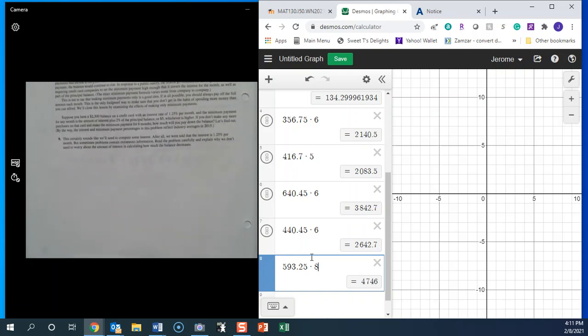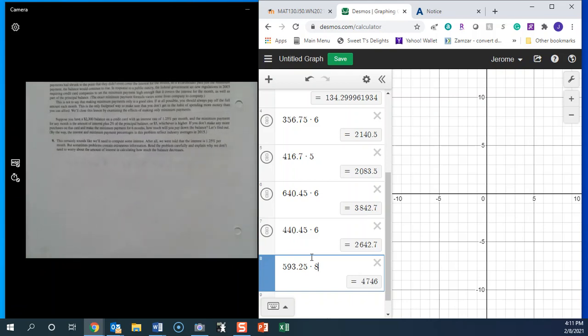Now, look down here at the bottom of the next page. It says, suppose you have a $2,300 balance on a credit card with an interest rate of 1.25% per month. And the minimum payment for any month is the amount of interest plus 2% of the principal balance, or $5, whichever is higher. If you don't make any more purchases on that card and make the minimum payment for 6 months, how much will you pay down the balance? Let's find out. By the way, the interest and minimum payment percentages in this problem reflect industry averages in 2015.